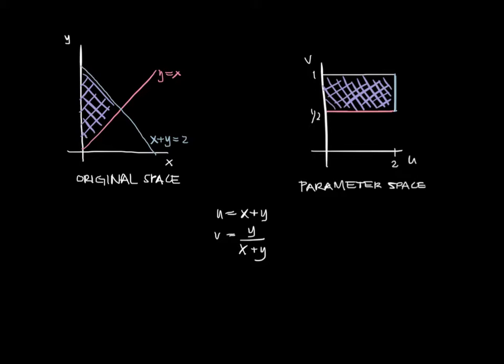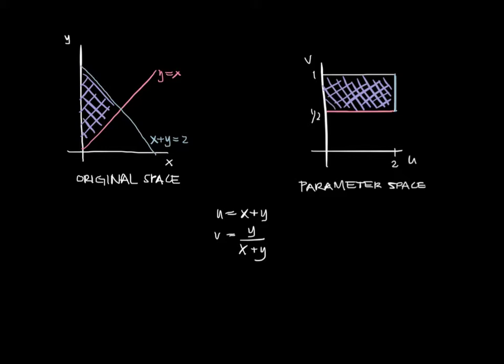Hi, it's Kate, and this is a little short video for Math 23B talking about the penultimate example in Thursday's lecture of change of variable. And the goal of this problem was to integrate a particular function over this region in the original space by using this change of variable that was given to us.